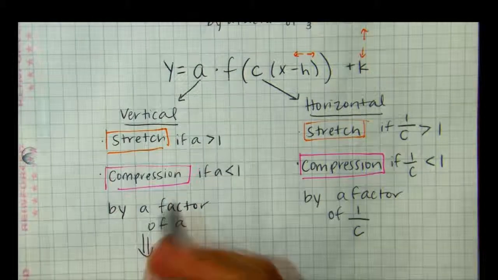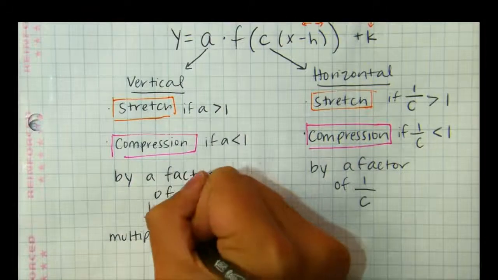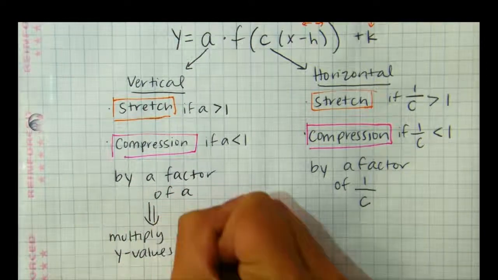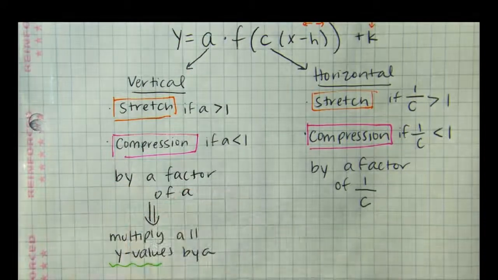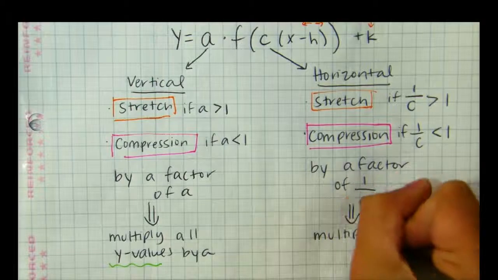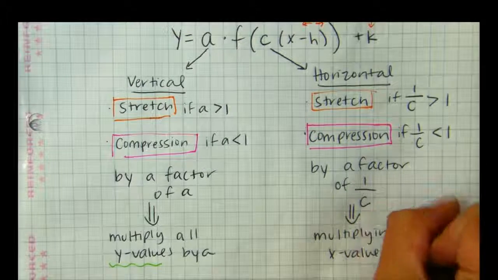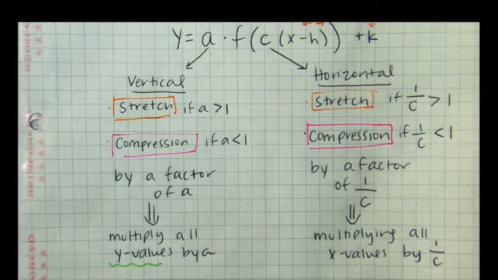So what each of these statements mean, if you've got a vertical stretch or compression by a factor of a, you're multiplying all your y values by a. Multiplying all of your y values by a. Versus with a horizontal stretch or compression, you're multiplying all your x values by 1 over c. Multiplying all of your x values by 1 over c.